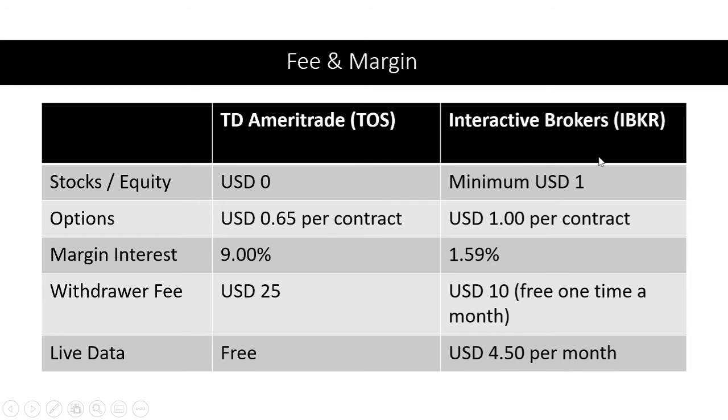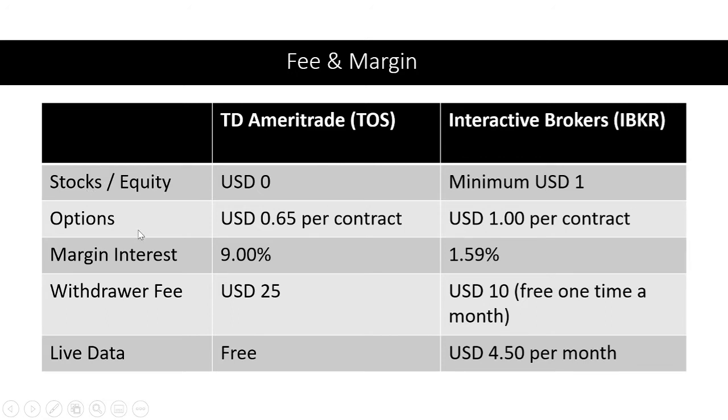Interactive Brokers is also called IBKR. For stock and equity trading, TOS currently gives you free commissions. They charge you $0 for every stock trade that you enter. For IB, there is a minimum of $1. So no matter how small the order is, even if you buy a fractional share, they still charge you $1 as a minimum.